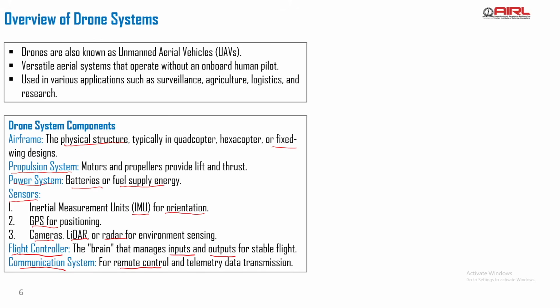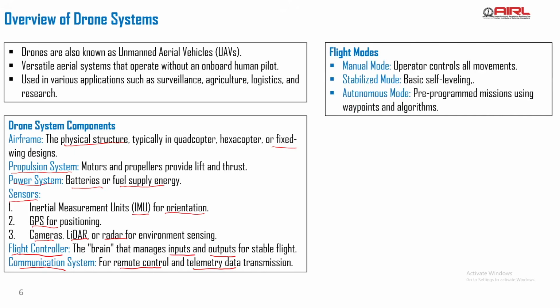Basically, we will use telemetry to transmit the data. Basically, what kind of data? The position, the orientation, and other information like the speed at which I am traveling. If I want to understand more about the environment, I can transmit the camera information also back to the ground station. Right? And we can operate them in different modes: manual mode, stabilized mode, and autonomous mode.